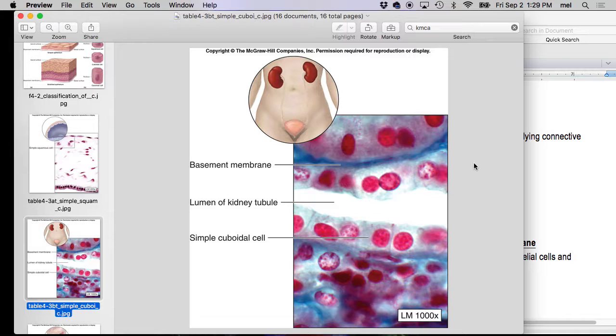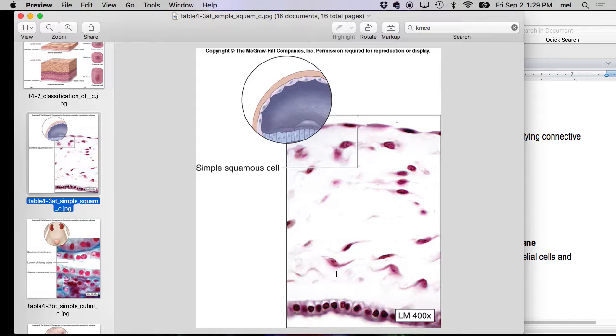Like the tiles are right next to each other. Okay, that means that there's really no room for what we call extracellular matrix between them. And that's not true with a connective tissue. So let's look at the difference.